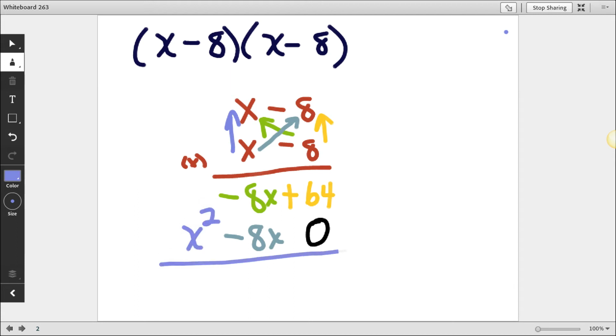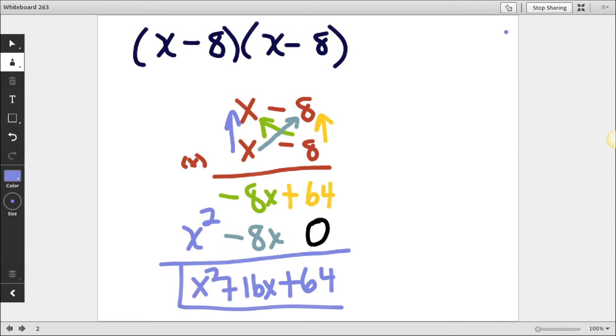Look at that, folks. Line up your columns, add straight down. Just don't forget your signs. Plus 64 plus 16x, x squared. Look at that. Same exact answer we got last time. So there's your second method, ladies and gentlemen.